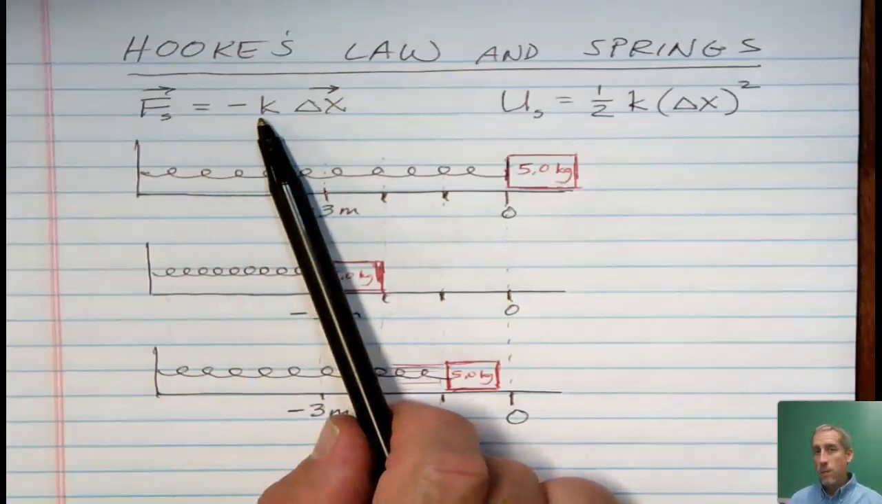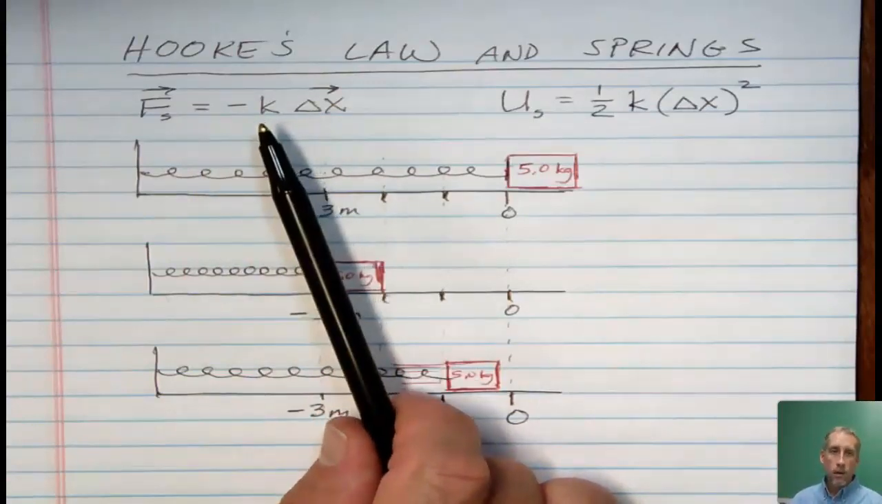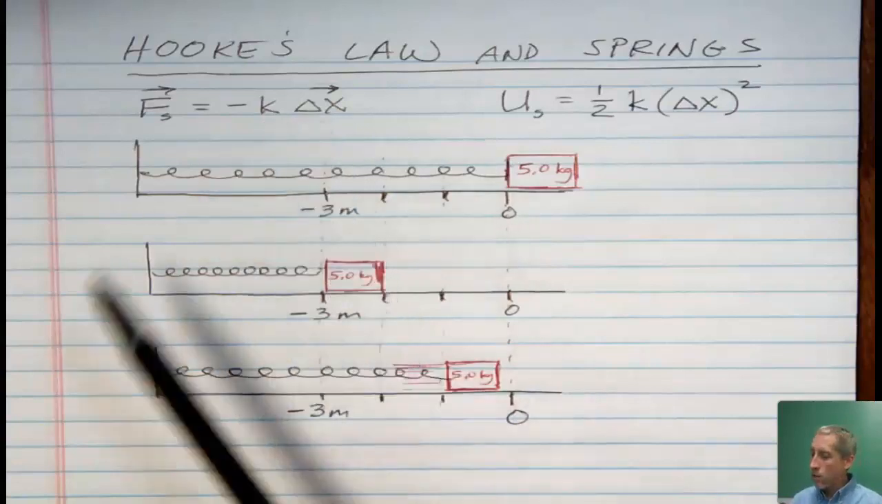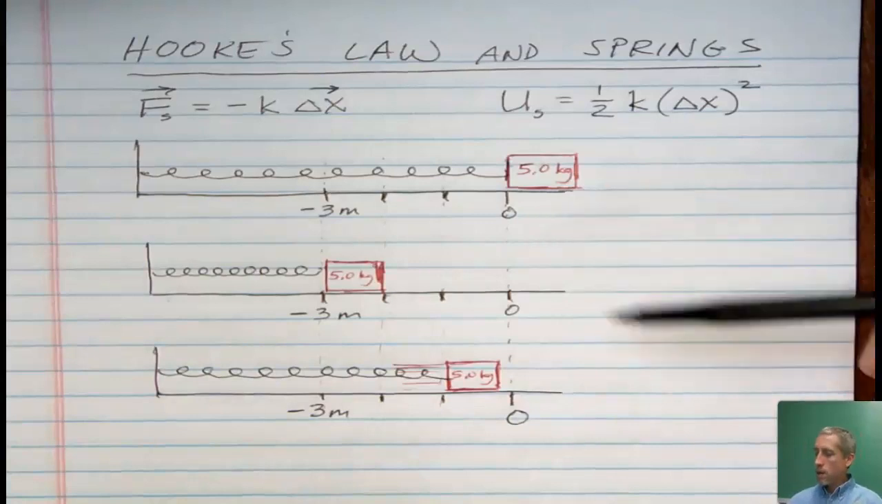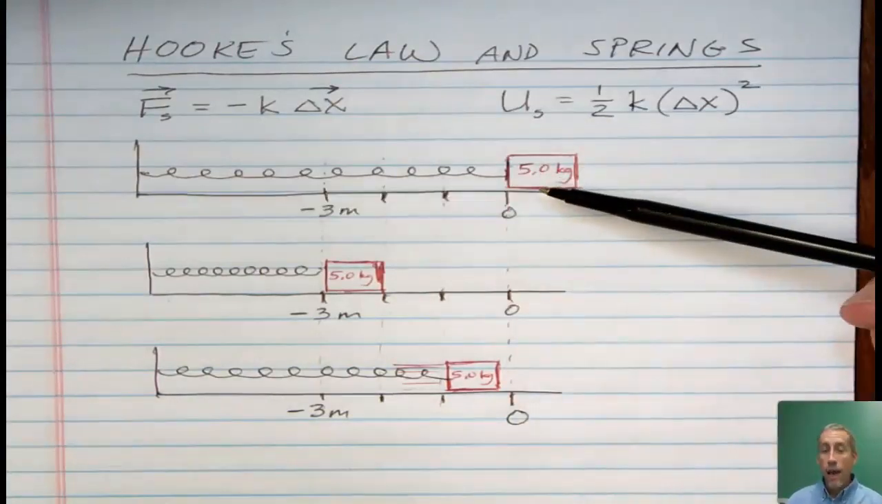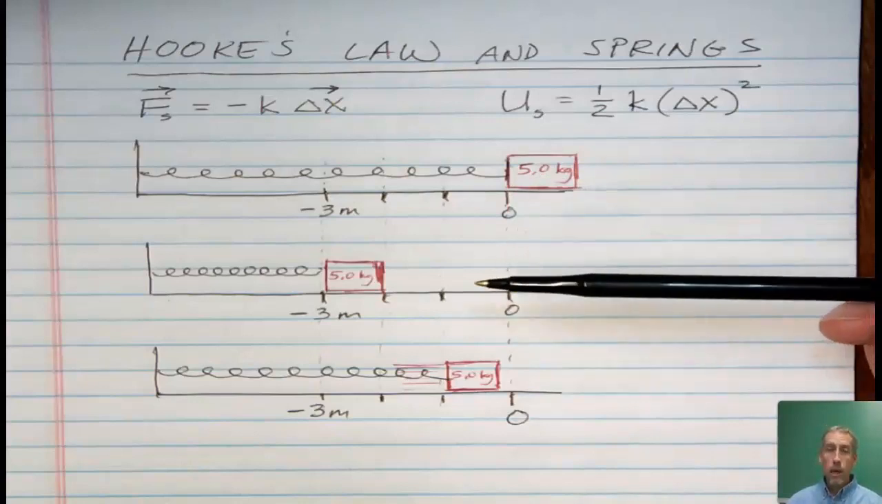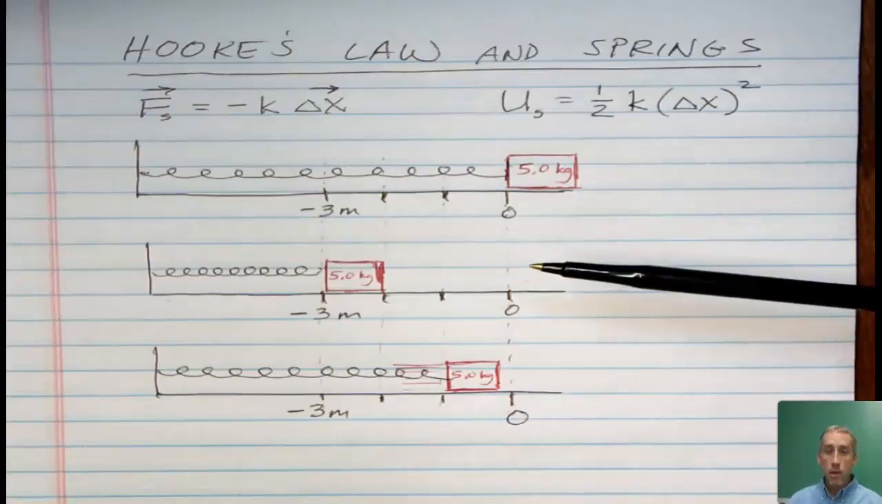So hopefully you have some experience in your lab as part of your physics class, if you're doing that, and you can feel some of these spring constants yourself. So let me show you what I'm going to do with these three situations down here. I'm going to imagine that I have this spring in its relaxed, or equilibrium, state. That means if I let go of this 5 kilogram box, it's just going to stay put.